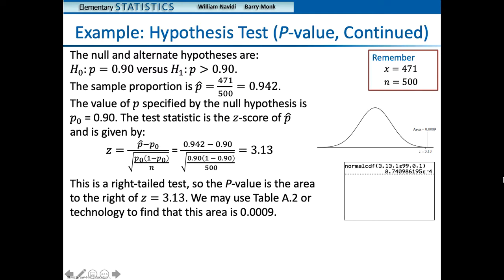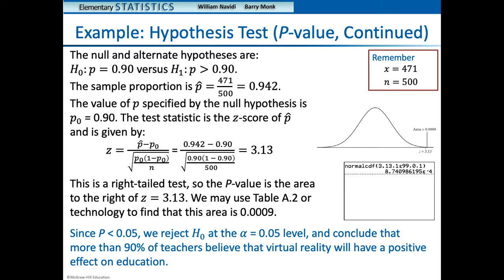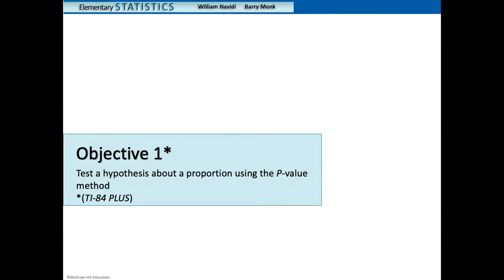So whichever method you choose to find the p-value, you'll see that that p-value is very small. And if our value of alpha is 0.05, our p-value is significantly smaller than alpha. So we reject the null hypothesis at the 0.05 level and conclude that more than 90% of teachers believe that virtual reality will have a positive effect on education. And that's it. That's how we conduct a test utilizing a proportion.